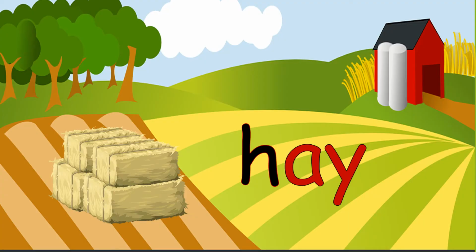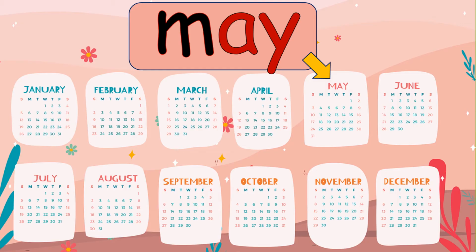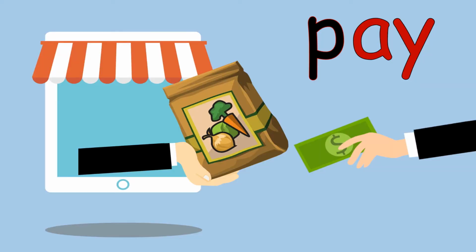The first word is hay, H, A, hay. May, M, A, may. Pay, P, A, pay.